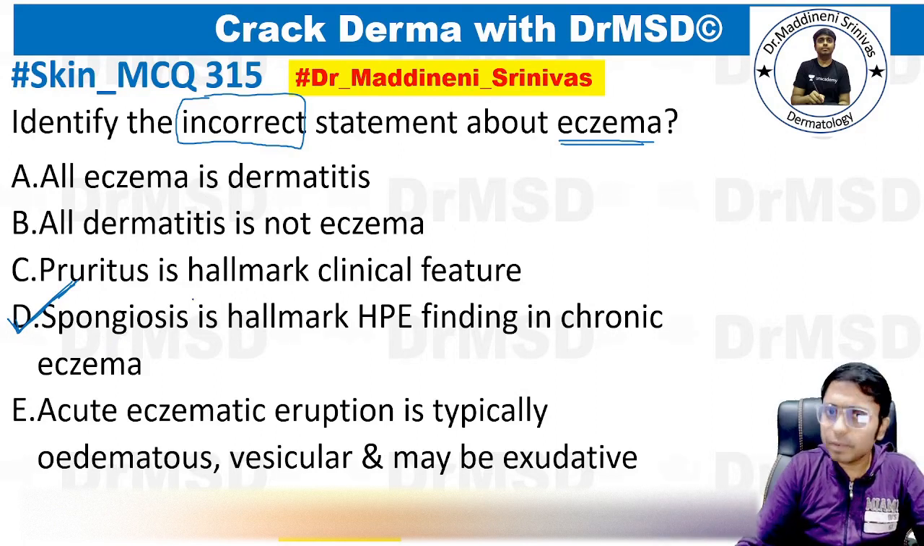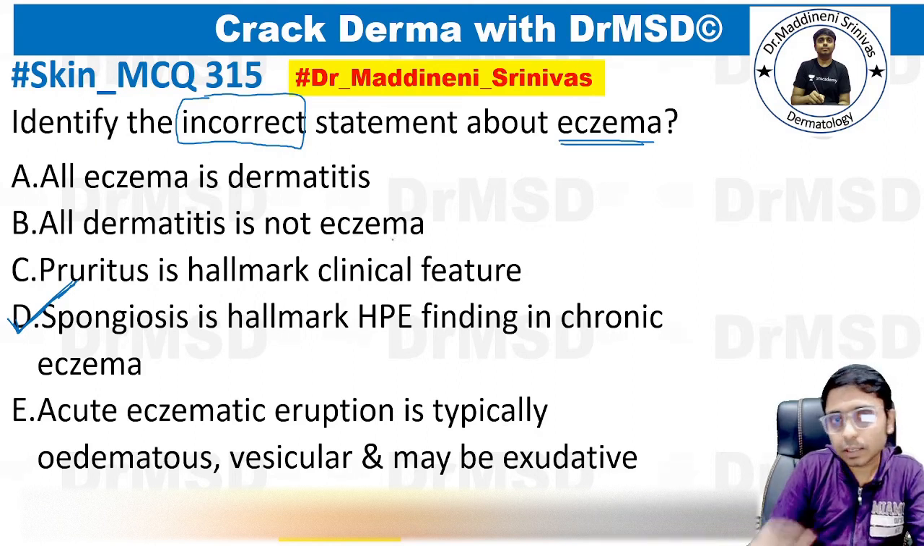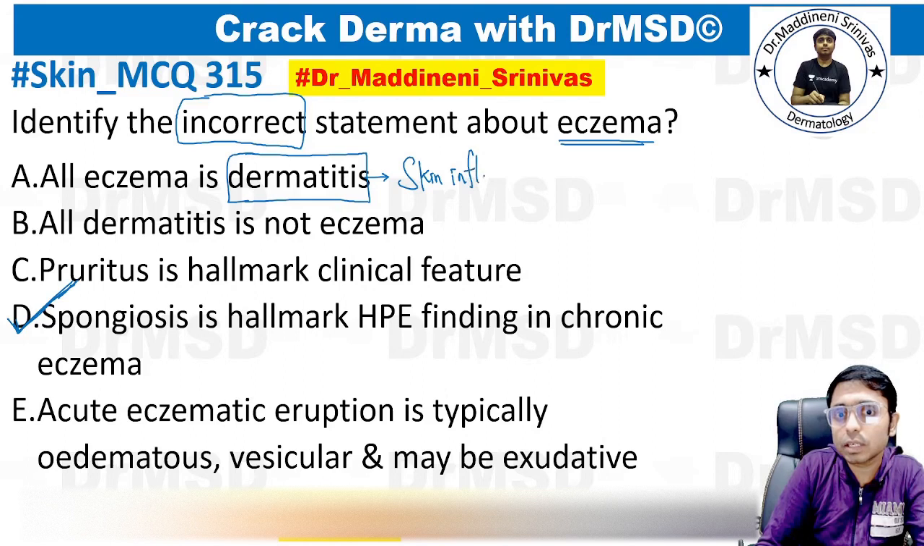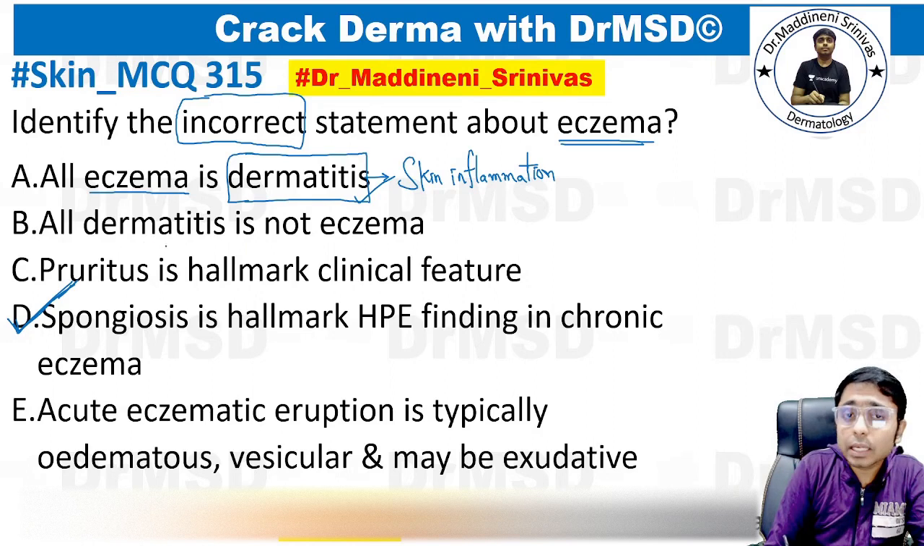Why? Because we will see that in the flow of the discussion, but before that, just remember that dermatitis is an umbrella term, which is used to define wherever there is inflammation of the skin. So option A says all eczema is dermatitis. Yes, this statement is right. Whereas all dermatitis is not eczema. This statement is also right.